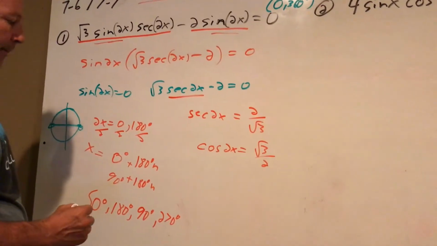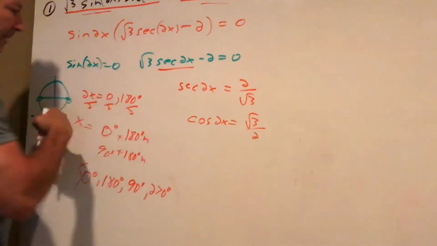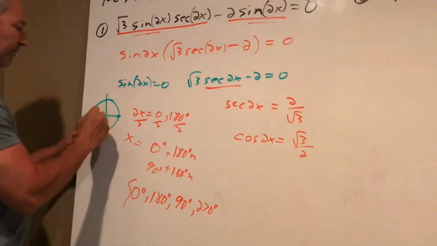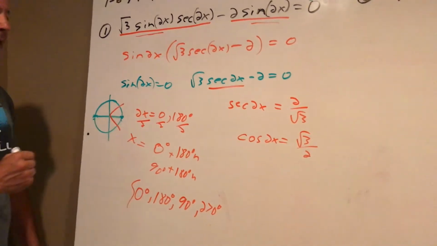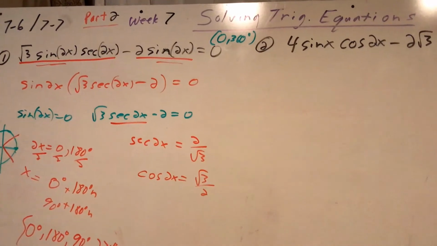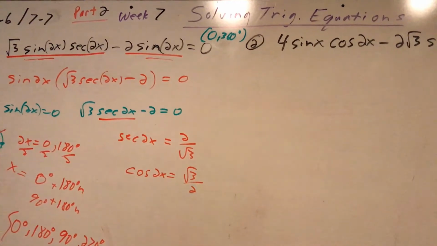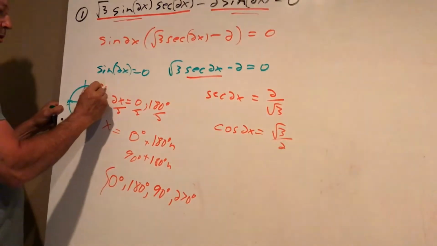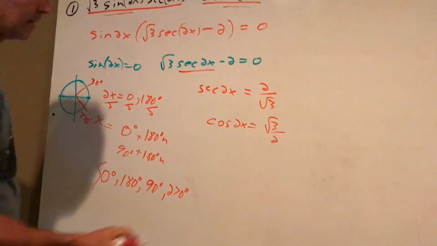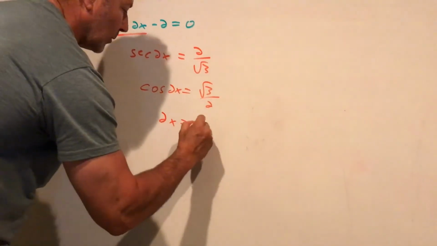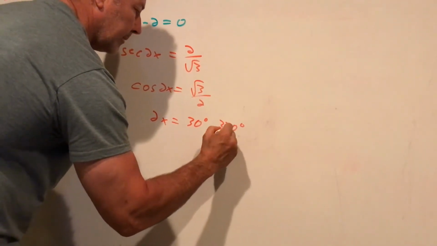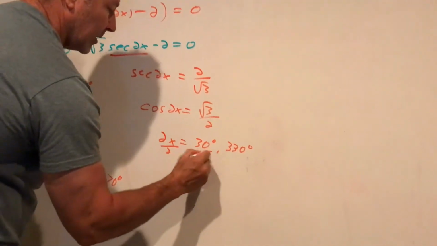All right, and here again I'm going to go to my circle. For cosine, I want it to be positive. Those are these two places. And root 3 over 2 for cosine is a 30. So this will be 30 degrees, and this is 330 degrees. So 2x equals 30 degrees, or 330 degrees. Divide by 2 to get x alone.